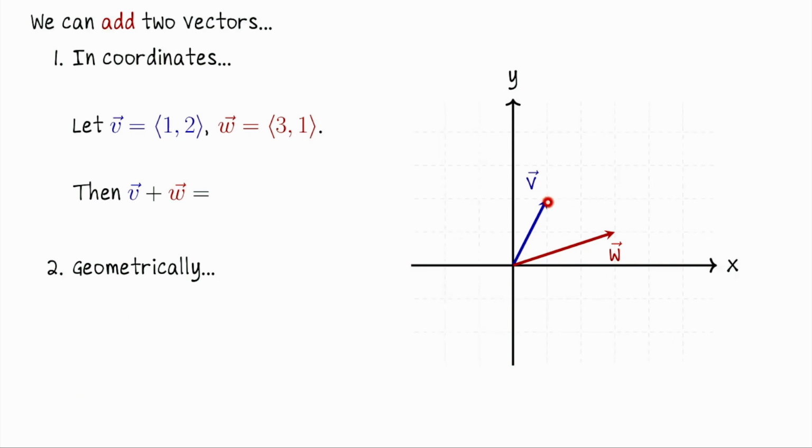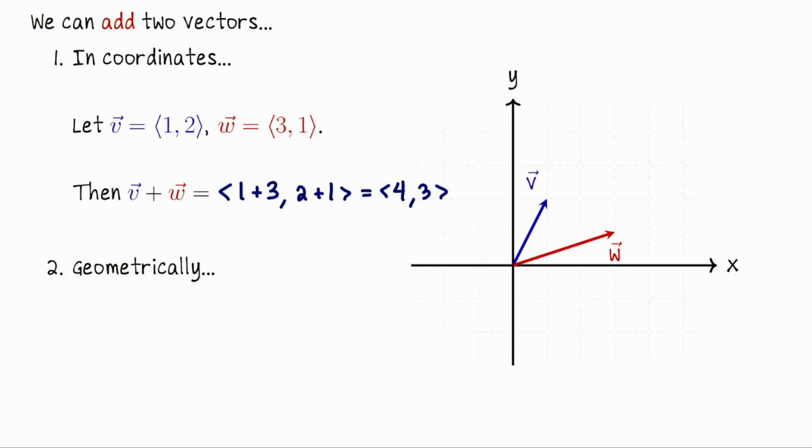So here I have the vector 1, 2, that's this vector v graphed over here on the right, and the vector 3, 1, which I've graphed here. To add these two vectors together, you add their x-coordinates and you add their y-coordinates. So v plus w will give 1 plus 3 for the new x-coordinate and 2 plus 1, or in other words, 4, 3. If they had been vectors in R3, we would add their x-coordinates, add their y-coordinates, and then add their z-coordinates.